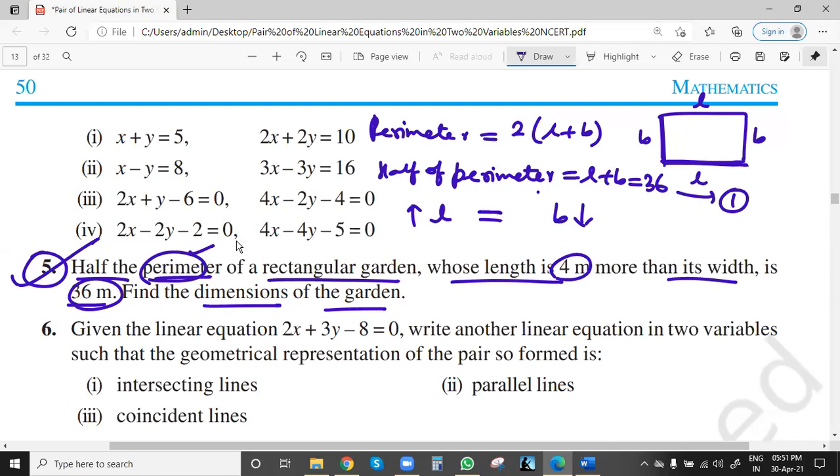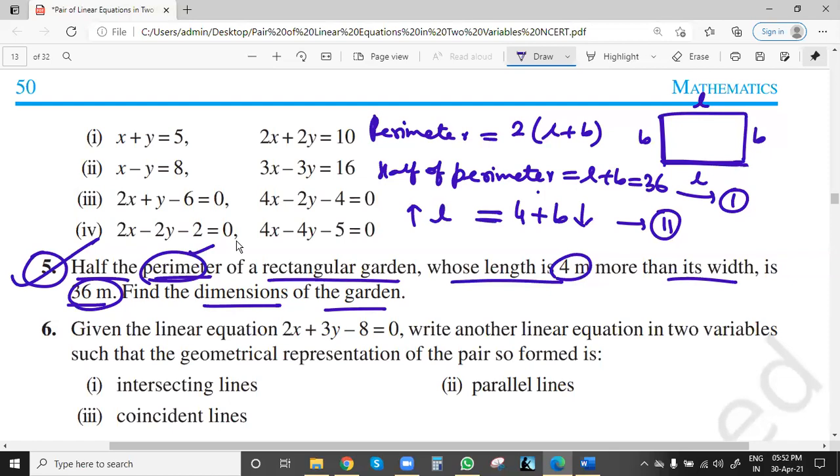So we have to equate this, so we'll add 4 to make them equal. So L is equal to B plus 4. This is the second equation. Length is more, so arrow up. Breadth is smaller, arrow down. So we first write L and B because L and B are being discussed. Width or breadth is small, so we can add 4 alongside breadth. So now these are two equations.